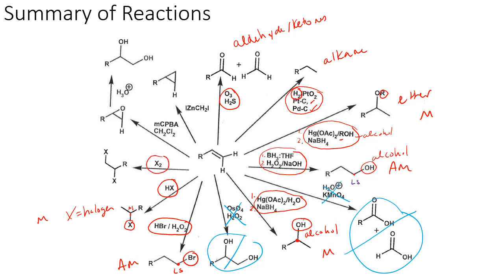Next, we have just the plain old halogenation reaction. So X2 could be Br2, Cl2, for example. Here we added that halogen across the double bond, and because it's the same, we ended up with a halogen on the least substituted side and the most substituted side. If the alkene was equally substituted, we still would just end up with it added across, one on each side.